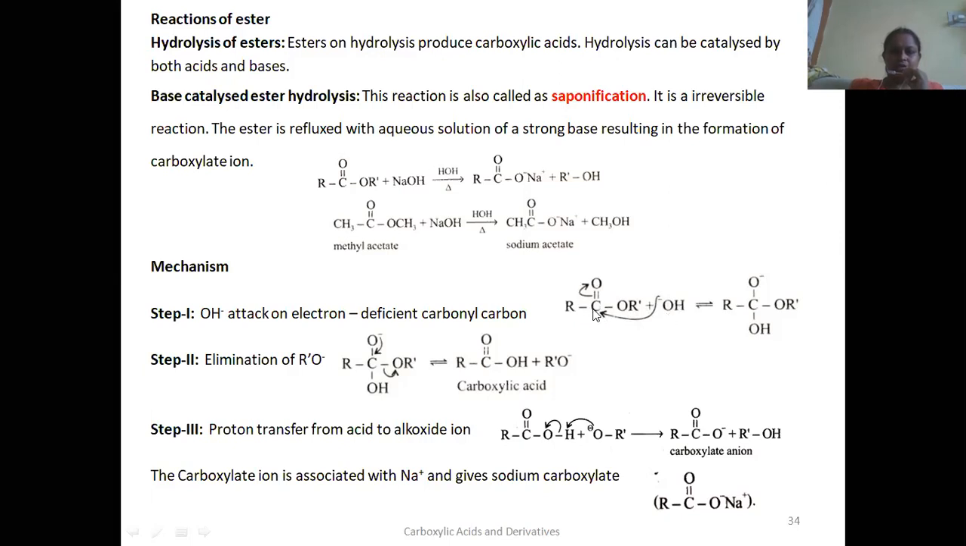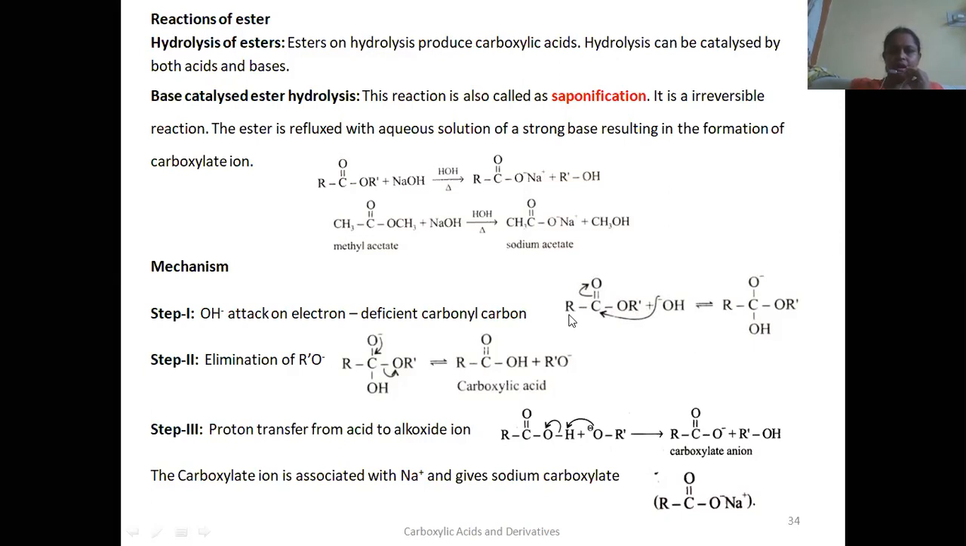So to satisfy the valence here on this carbon, these electrons have to be shifted onto the oxygen. Since these electrons are shifted onto the oxygen, oxygen will get a negative charge, because it now has an excess of electrons. And now a new bond is formed between this carbon and this OH.